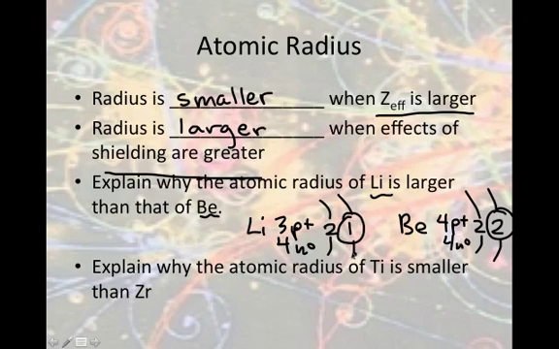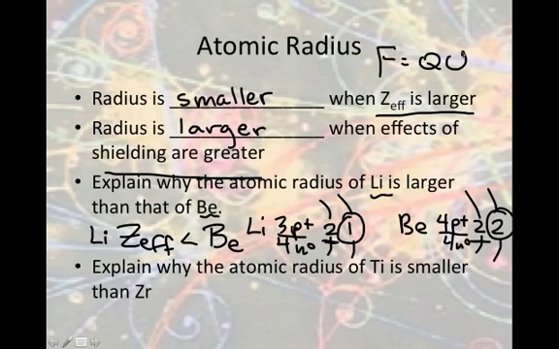So since the effects of shielding are constant, they both have only 2 electrons blocking the nuclear charge, then it's not about shielding, it's about the effective nuclear charge. And for lithium, its effective nuclear charge will be less than the effective nuclear charge for beryllium. Why is that? Well, look at the number. 3 is less than 4. And because of Coulomb's law, we know that a greater charge means a greater force, right? There's the rest of our Coulomb's law.